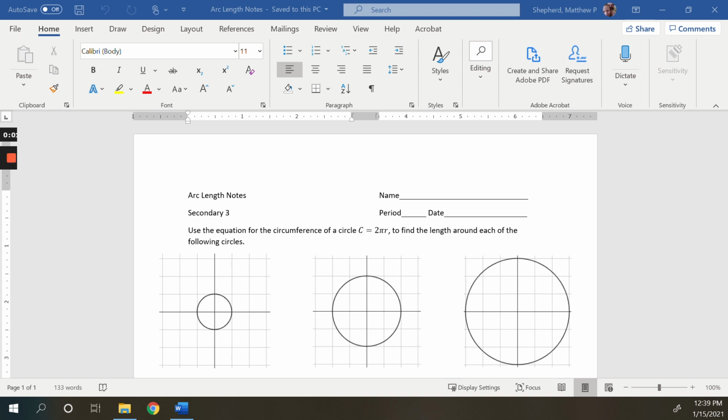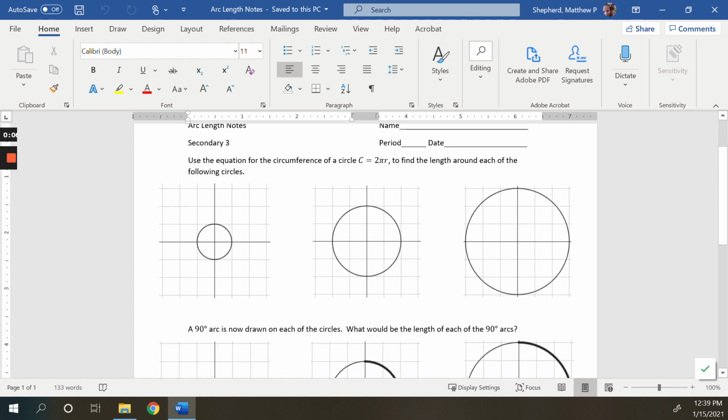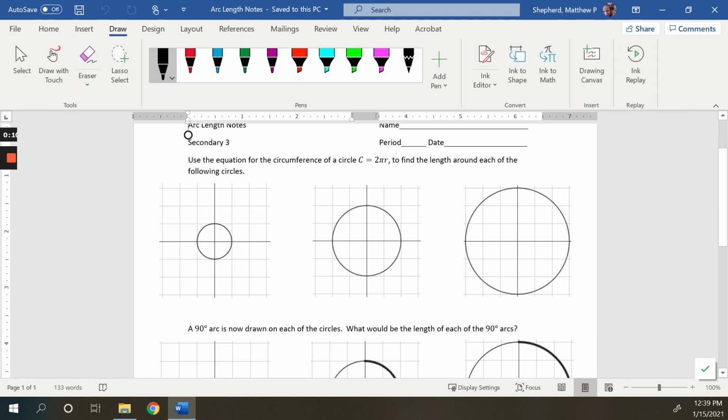Welcome back, students. Today we're going to be talking about arc length. Now, arc length is just the distance around a specific segment of a circle. When you go all the way around a circle, like I just did, that's what we call the circumference. Now, I'm going to try to relate the arc length to the circumference and also back to what we've been talking about with radians.